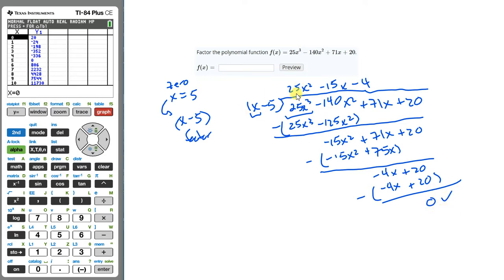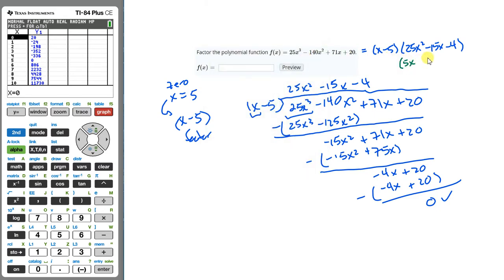Which means we did the factorization. We do have indeed a factor. So that means I now have that this polynomial is x minus 5 times 25x squared minus 15x minus 4. Okay, now how do I factor the rest of this? Well, if you're good at factoring by hand, or even moderate at factoring by hand, it shouldn't be that bad. I would probably break this up.